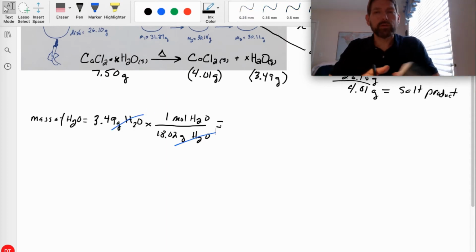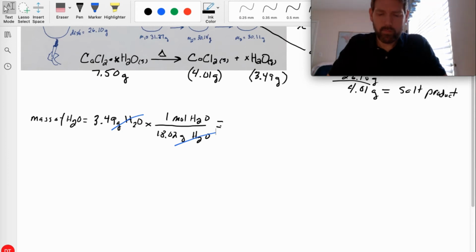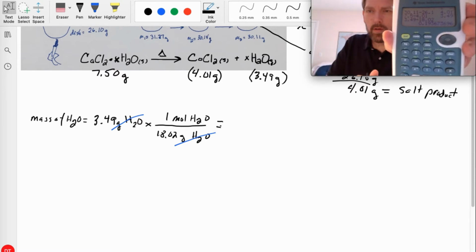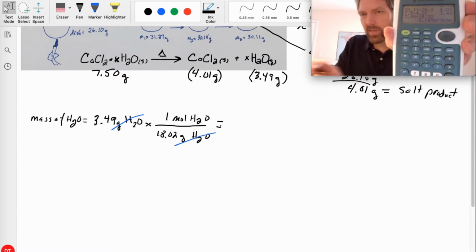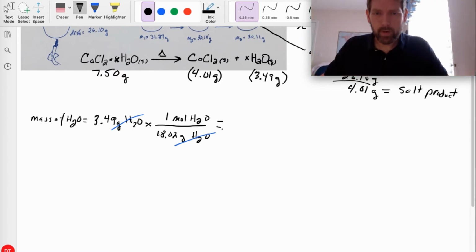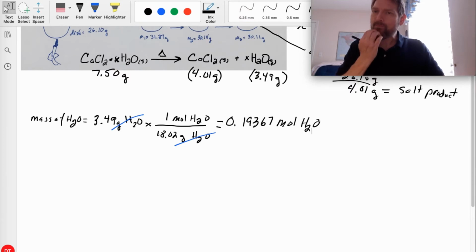All right, so let's punch it in. 3.49 divided by 18.02. Double check. We should get 0.19367. We can stop right there, right? 0.19367, and of course, that is moles of water. Okay, let's move on to the next step here.